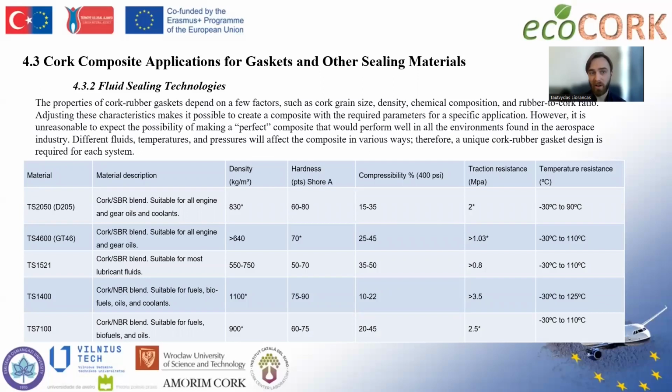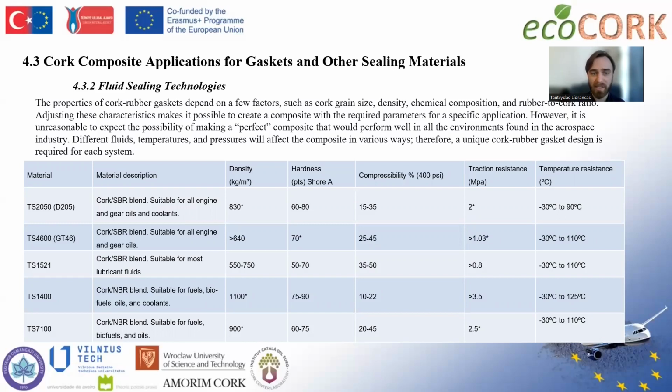The properties of cork rubber gaskets depend on a few factors, such as cork grain size, density, and chemical composition. Adjusting these characteristics makes it possible to create a composite with the required parameters for a specific application. However, it is unreasonable to expect the possibility of making a perfect composite that would perform well in all environments found in the aerospace industry.